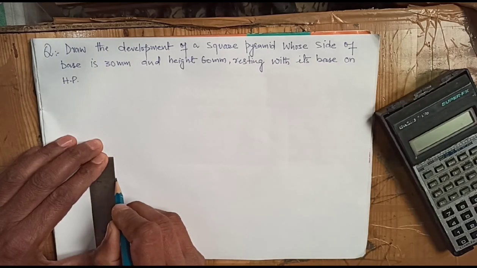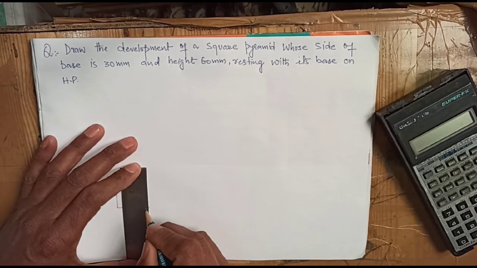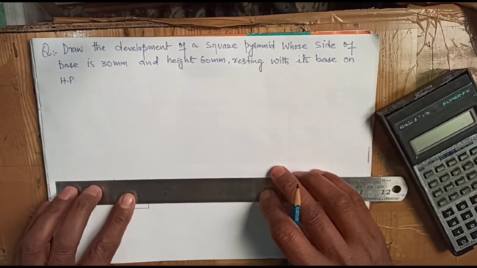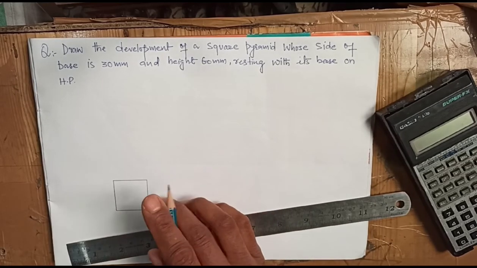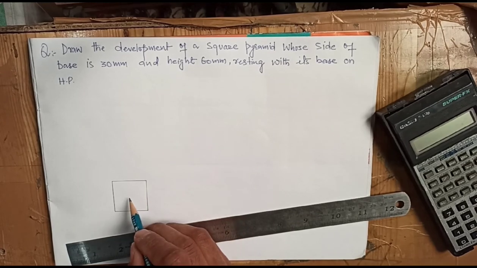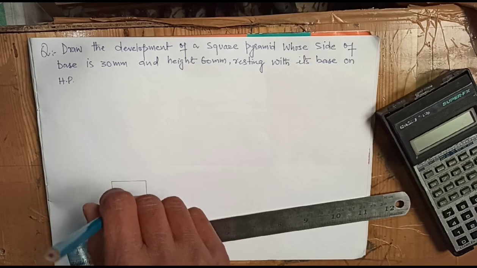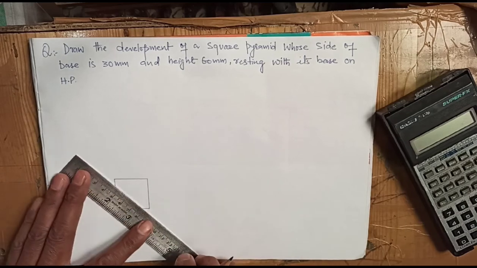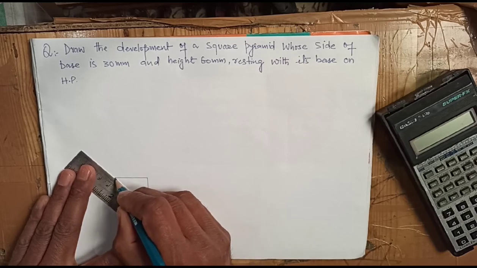So each side is 30 mm. We have to draw a square pyramid whose each side is 30 mm. For information, a pyramid is one which has a base and also has an apex on the other side. We have drawn its base, and now how to draw its apex in the top view? If we look from the top, the apex will be exactly at its center. So we connect the opposite corners, or we draw the diagonals.